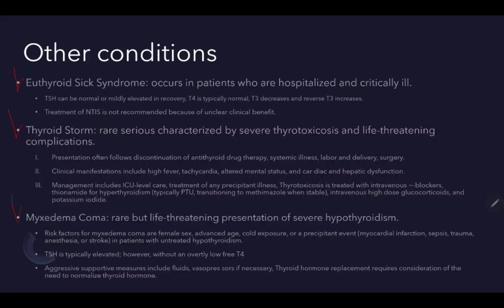How it looks in the labs: the TSH will be elevated or a little bit normal, and you will have a normal T4, but what's interesting here is that the reverse T3 will be high. So this is how it presents, okay? The treatment, you just treat the patient in the ICU, stabilize their condition, and the thyroid will get back to normal. You don't give thyroid hormone, okay?